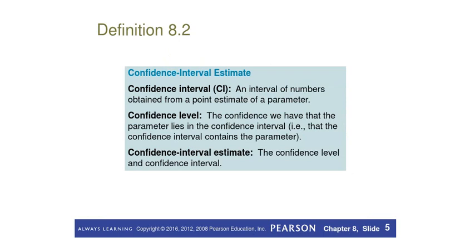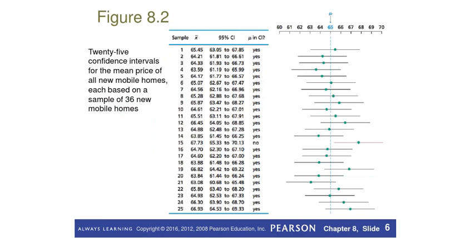Finally, we use these two ideas together to come up with our confidence interval estimate. That is, the confidence level and the confidence interval together make up what we call our confidence interval estimate. An example is a really helpful thing to see.